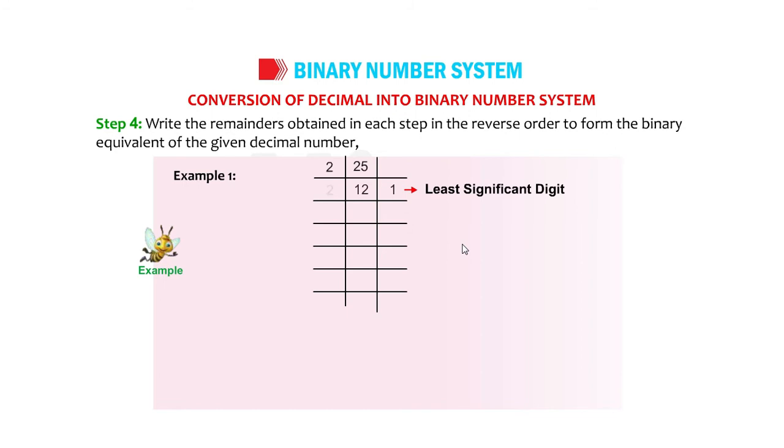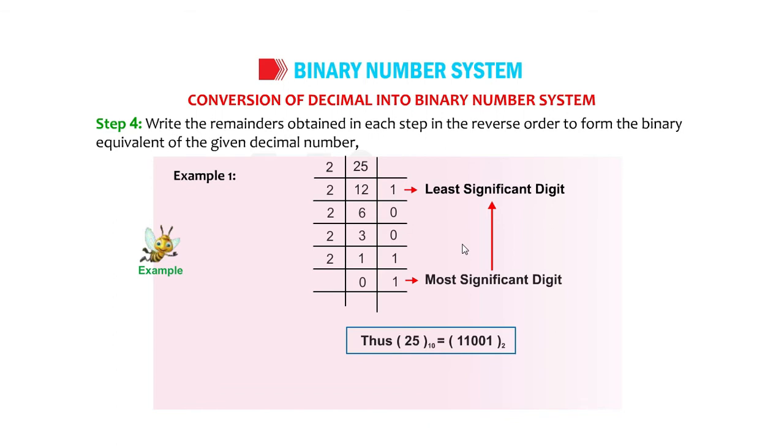Least significant digit. Most significant digit. Thus, 25 base 10 equals 11001 base 2. The base of the number is given as subscript.